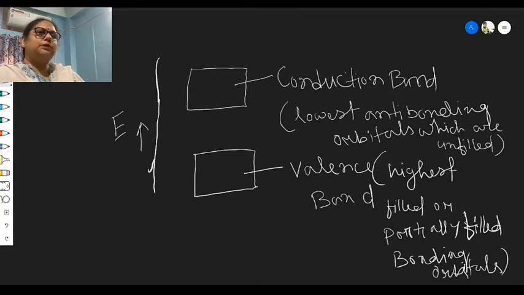So in between these two energy levels, here we consider increasing energy. In between these two we consider one band, and this is called the band gap, or sometimes it is called the forbidden band.